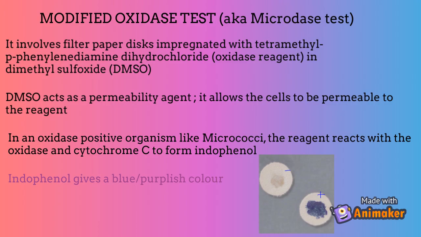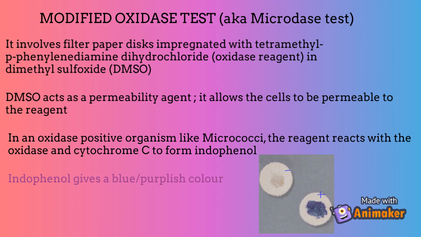The modified oxidase test, also known as the microdase test, involves filter paper discs impregnated with tetramethyl-p-phenylenediamine dihydrochloride, which is the oxidase reagent, in dimethyl sulfoxide, DMSO. Now, DMSO acts as a permeability agent, meaning it allows the cells to be permeable to the oxidase reagent. In an oxidase-positive organism like Micrococci, the reagent reacts with the oxidase and cytochrome C to form indophenol.